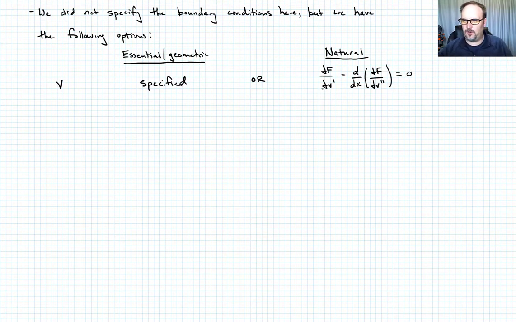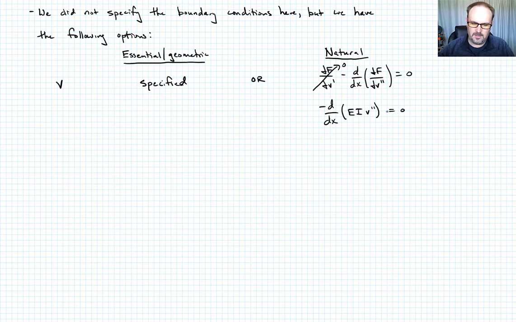So let's work through this. We know that for this particular problem, there was no V prime explicitly in F. So this quantity goes to 0. So now we're left with negative d by dx of, we already computed partial f with respect to V double prime as well, right? That looked like EI V double prime, right? Equals 0.